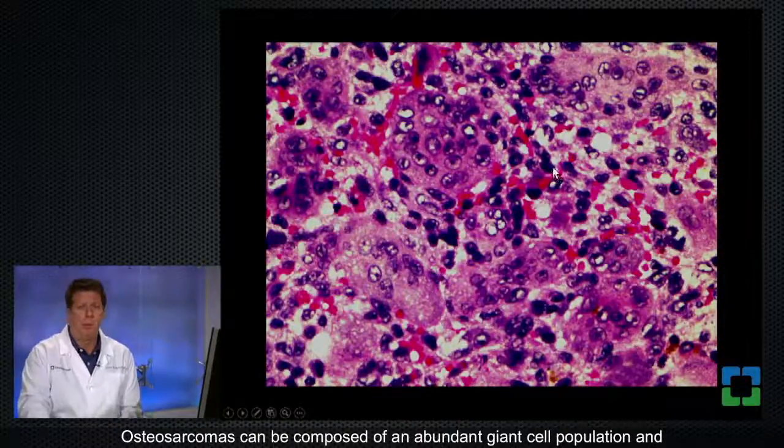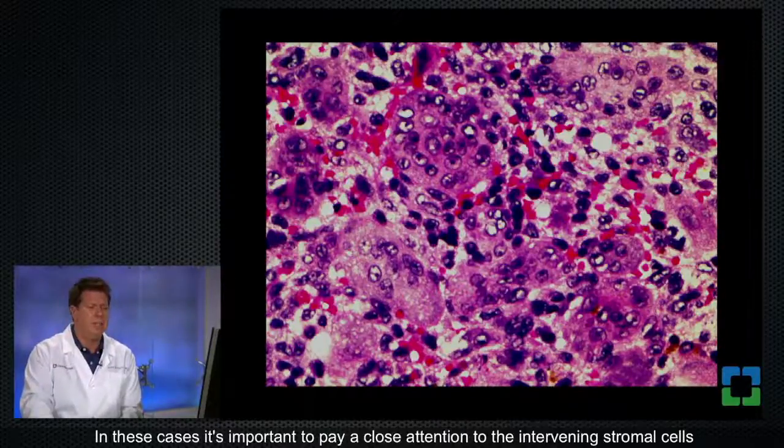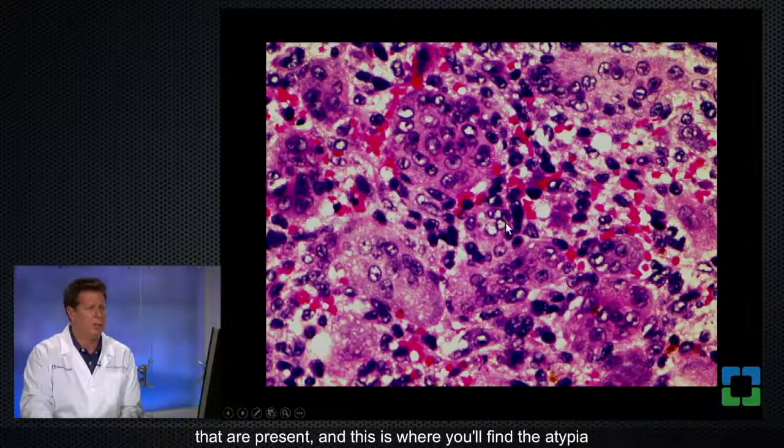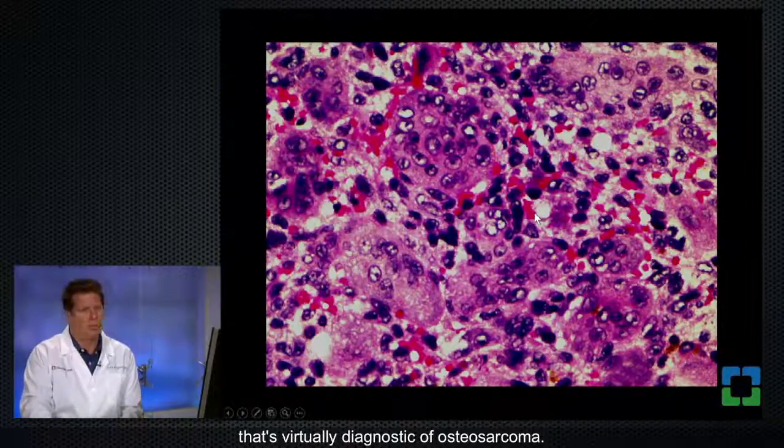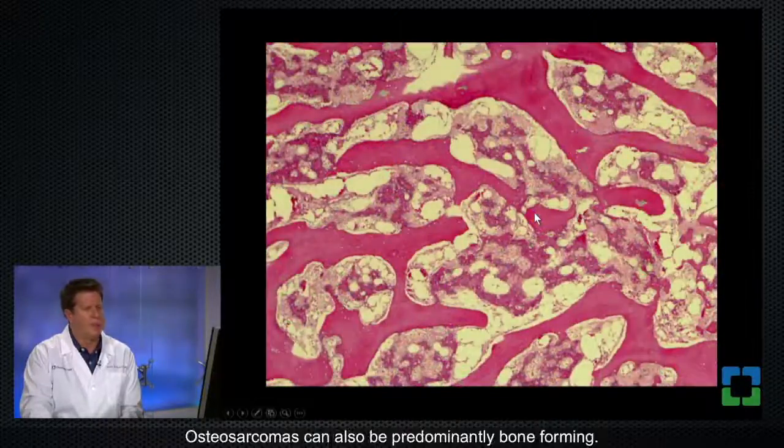Osteosarcomas can be composed of an abundant giant cell population and confused with giant cell tumor. In these cases, it's important to pay close attention to the intervening stromal cells that are present. And this is where you'll find the atypia that's virtually diagnostic of osteosarcoma.